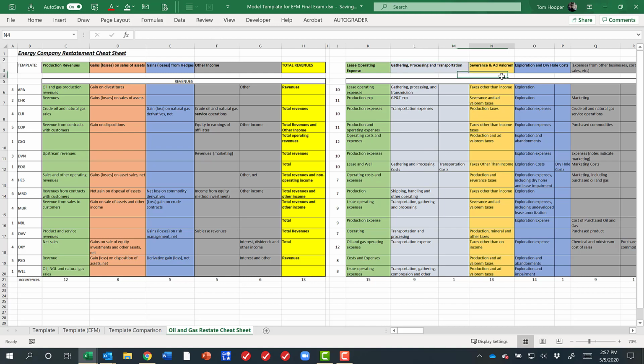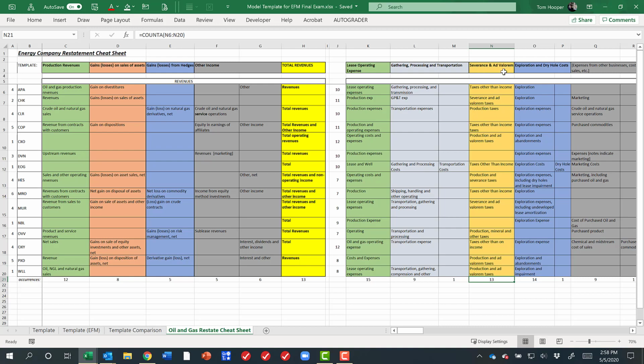And then thirdly, there was severance and ad valorem. Many companies call that taxes other than income. I was surprised that only 13 reported severance and ad valorem because I promise 15 of these companies pay severance and ad valorem tax. Severance is a tax that state or local authorities, I don't remember, charge to get a product out of the ground. So the state taxes us for producing that product.